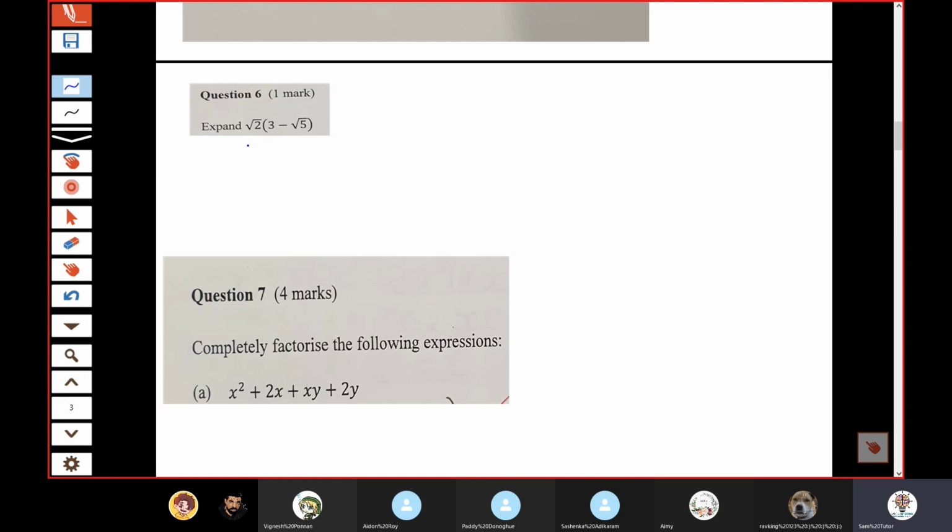Question 6. Very straightforward. I don't think anyone really got this one wrong. 3 √2 minus √2 √5 is √10. Easy.